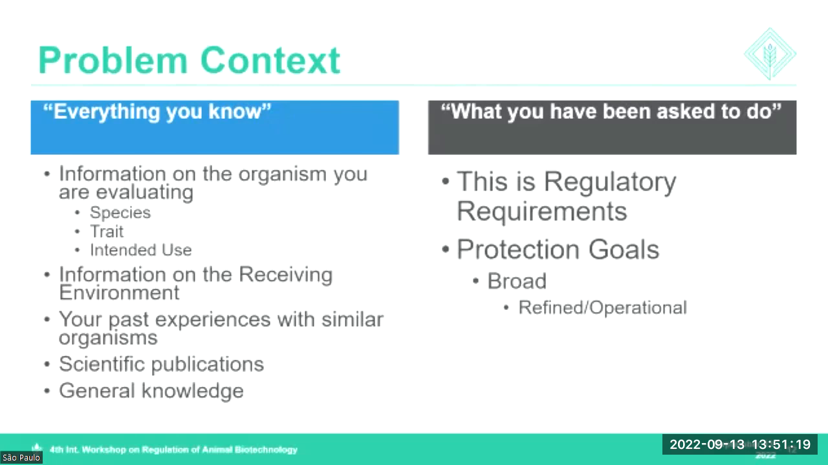So problem context, this is the short version. It includes everything you know. So this is the concept of familiarity. We're here talking about animals and biotechnology. We know a lot about animals. We actually already know a lot about biotechnology. So the context is, what do we know? What is the organism we're thinking about? What do we have experience with it? And then also, what have we been asked to do?